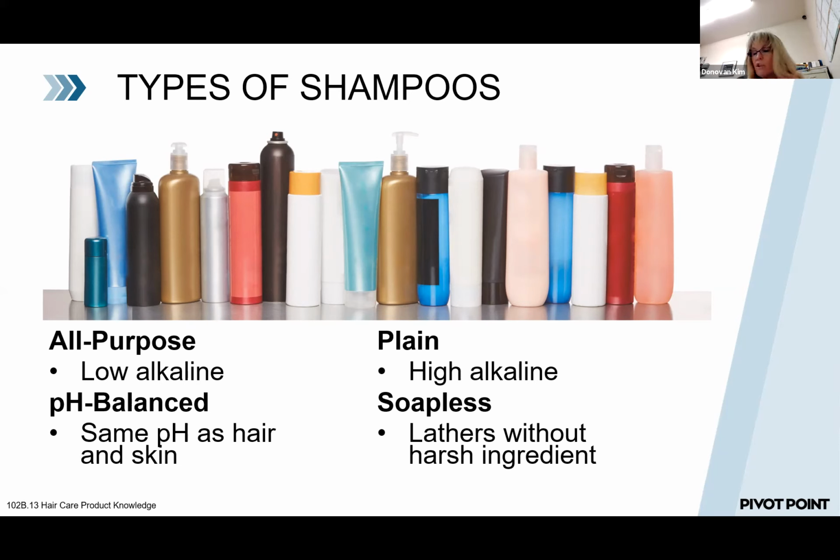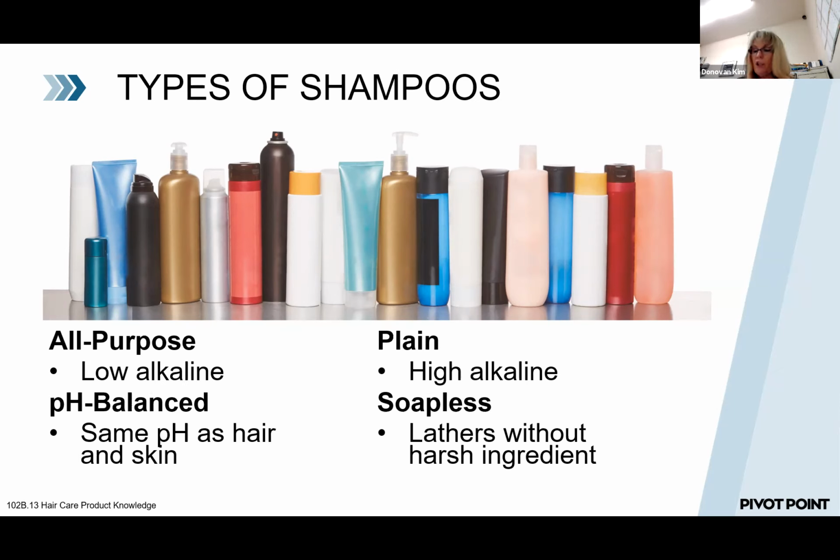Then we have the pH balanced shampoo. These are formulated to the same pH as your hair and your skin, 4.5 to 5.5. Most hair types can use this. It can be referred to as a non-stripping shampoo when we're talking about hair color. So it could be one that's good for hair color. It's made especially to cleanse chemically treated hair without removing permanent hair color. It can be used on bleached, dry, or damaged hair. So when you see a shampoo that says it's for color-treated hair, more than likely it's a pH balanced shampoo.